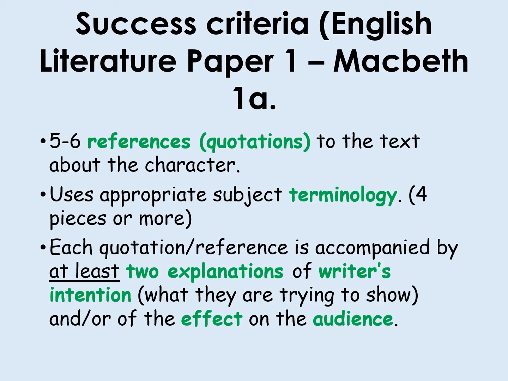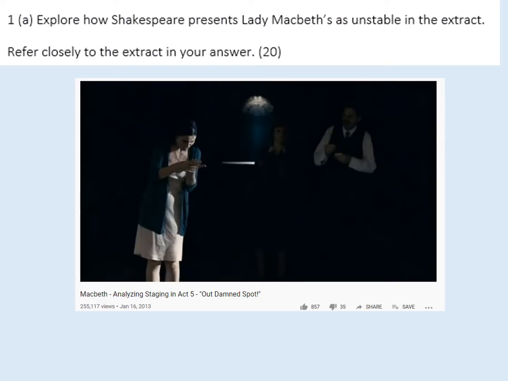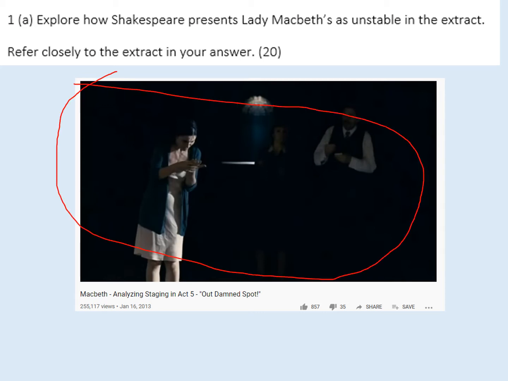So I've provided you this extract on Lady Macbeth's instability for us to look at, and you might decide that you're better watching rather than reading the extract. Of course, you will have to read it in the exam, so some of you might be like, well, why would I want to watch a video version?